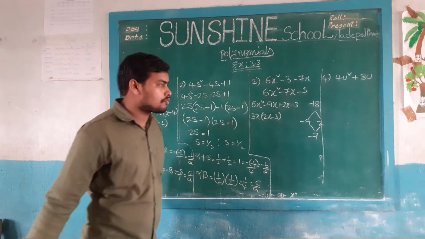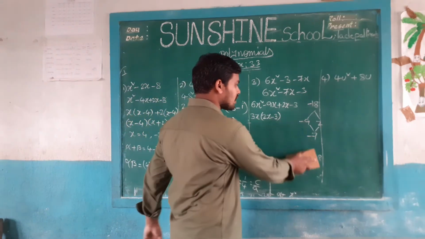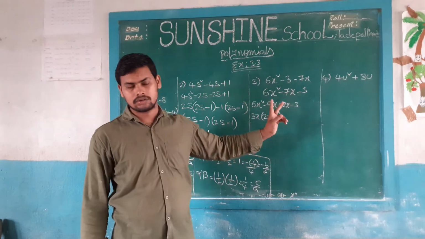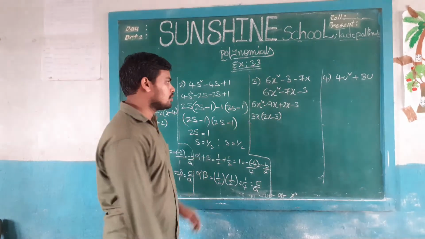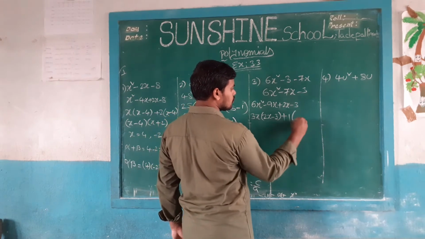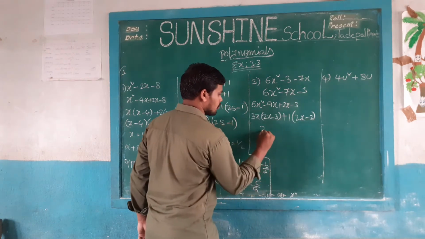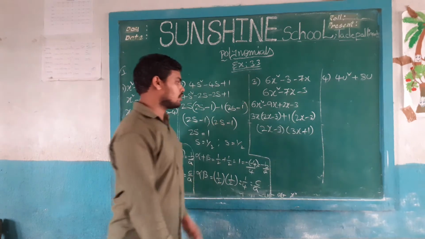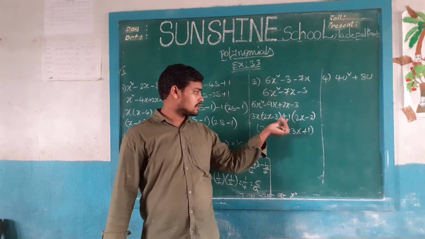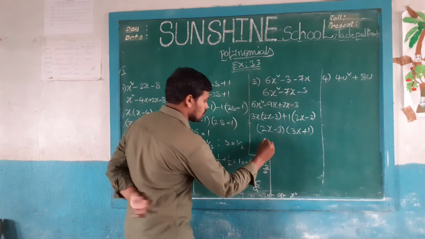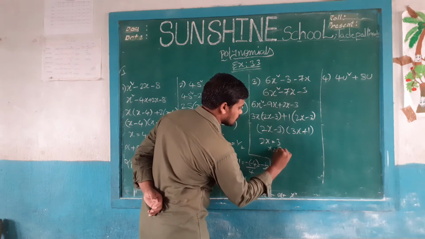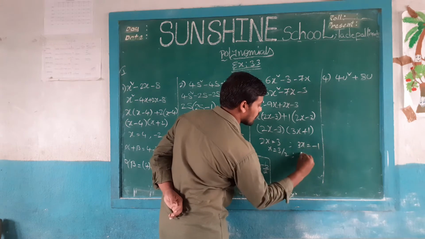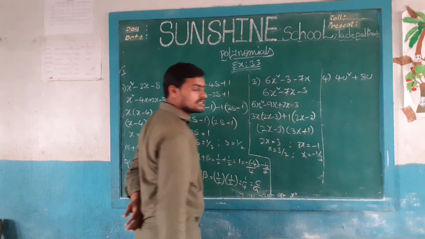Here what is the common factor of 2x and minus 3? There is no common factor for these two terms. The common factor is 1. So 3x(2x minus 3) plus 1(2x minus 3) equals (2x minus 3)(3x plus 1). So 2x equal to 3, x value is 3 by 2. 3x equal to minus 1, x value is minus 1 by 3.